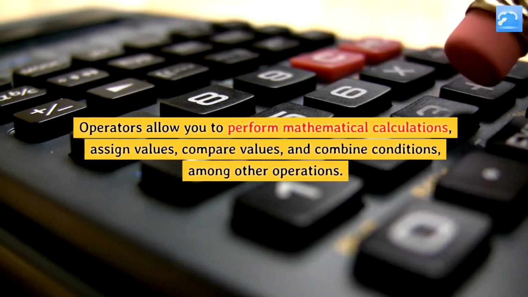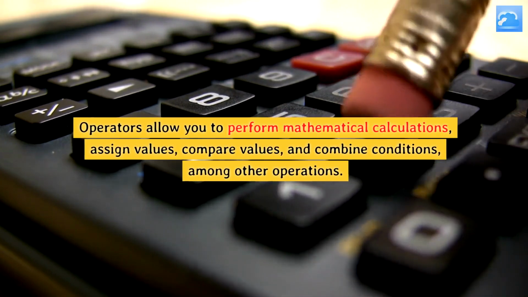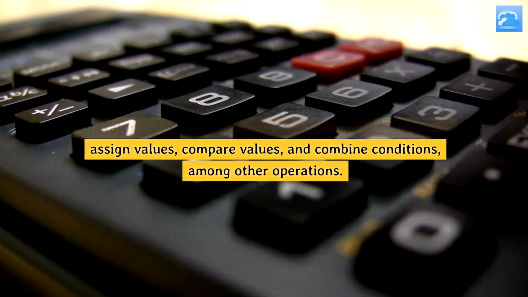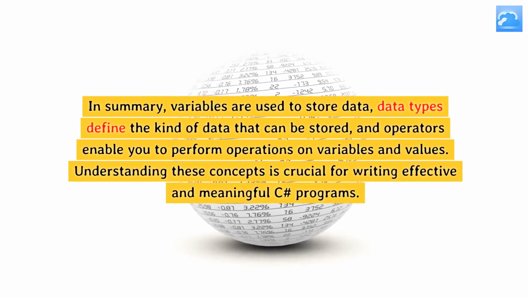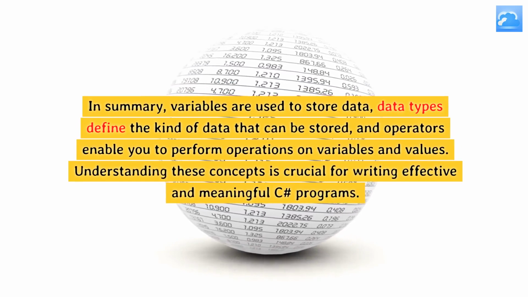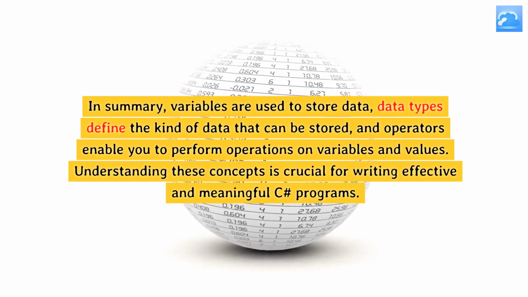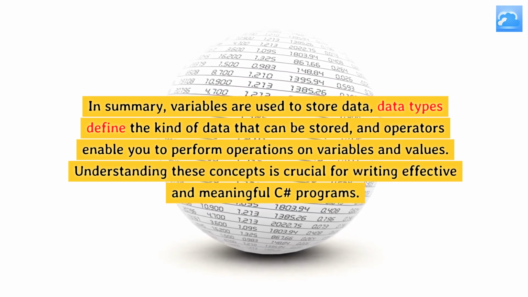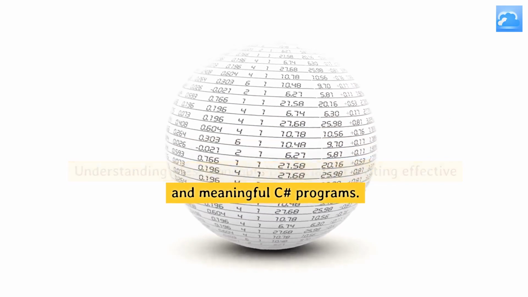Operators allow you to perform mathematical calculations, assign values, compare values, and combine conditions, among other operations. In summary, variables are used to store data, data types define the kind of data that can be stored, and operators enable you to perform operations on variables and values. Understanding these concepts is crucial for writing effective and meaningful C# programs.